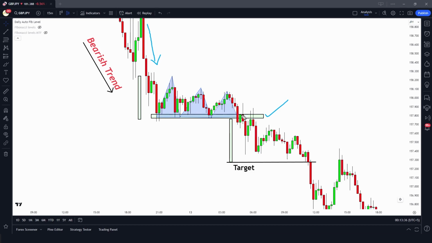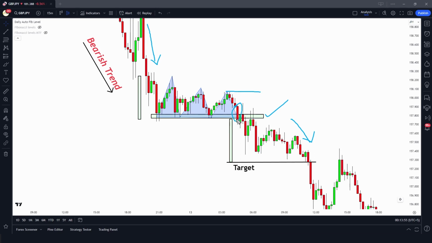Now when the market breaks this support zone with the formation of a very big bodied bearish candle, that suggests that this support zone is not valid anymore and the sellers have already gained momentum, so they are going to move in the bearish direction. So in the same way, we're going to put our stop loss around here.